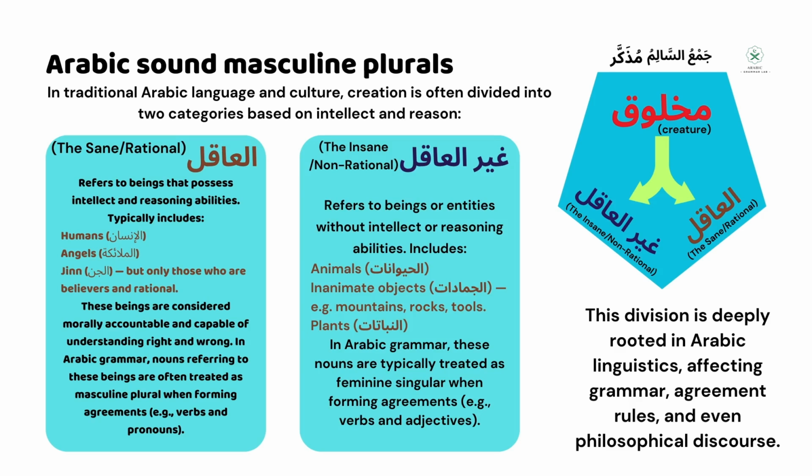In case of ghair aqil, the insane or non-rational refers to beings or entities without intellect or reasoning abilities, including animals, haywanat, and inanimate objects, jamadat, for example, mountains, rocks, tools, and plants, nabatat. In Arabic grammar, these nouns are typically treated as feminine singular when forming agreements, for example, verbs and adjectives. This division is deeply rooted in Arabic linguistics, affecting grammar, agreement rules, and even philosophical discourse.